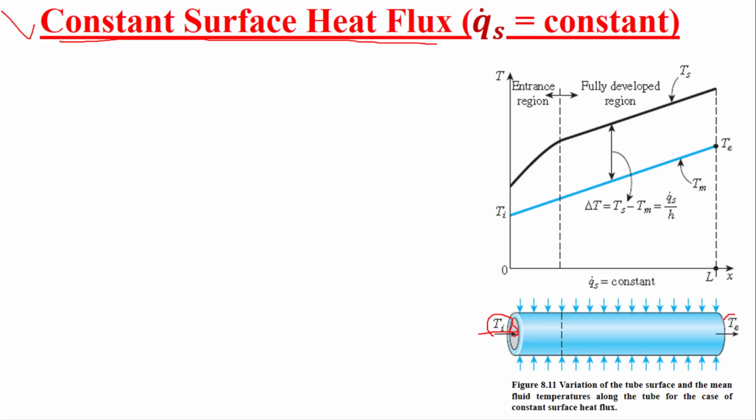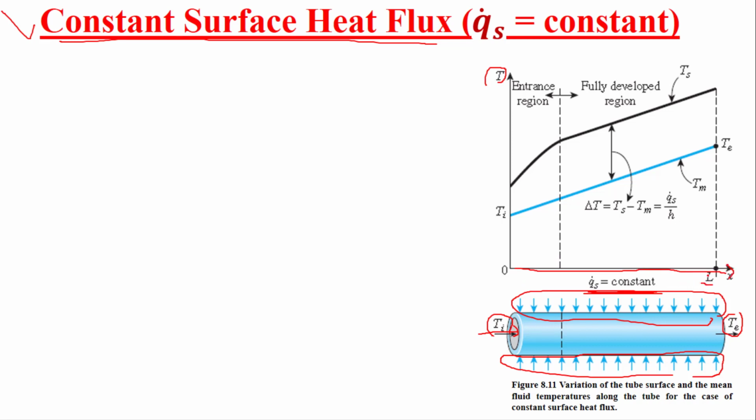So here we have T exit and T mean exit, and you can tell easily from those arrows that we have constant heat flux. This is an indication: if you have these arrows from two directions, that means we have constant heat flux. Now here is the profile for temperature on the y-axis, and on the x-axis the length of the tube, and its length is L, so from 0 to L.